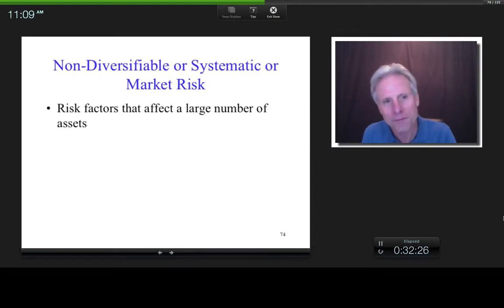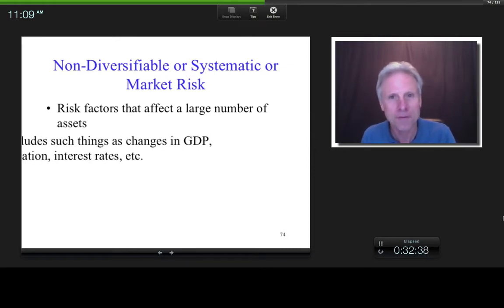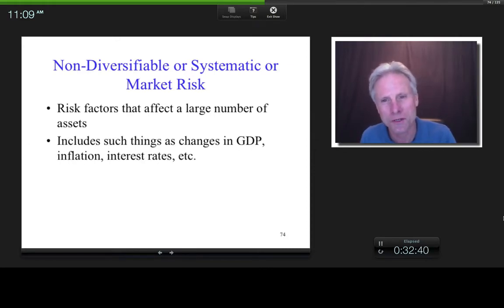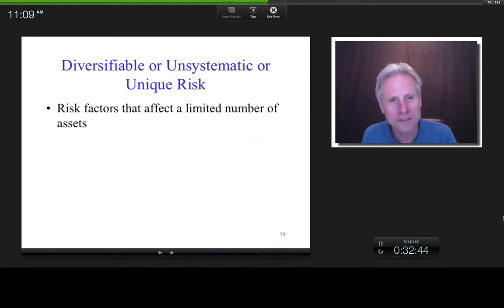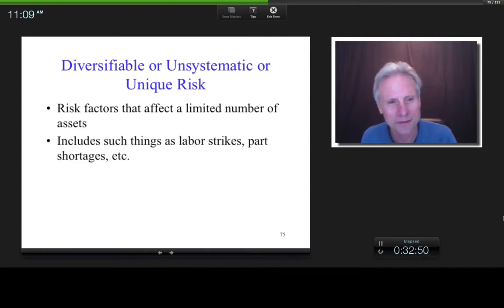If you want a flavor for what I mean by this stuff, non-diversifiable risk would be factors that affect or impact a large number of assets, for example, inflation and interest rates and so on and so forth. And then risk factors that affect just a limited number of assets, maybe a particular labor strike or part shortages, and so on and so forth.